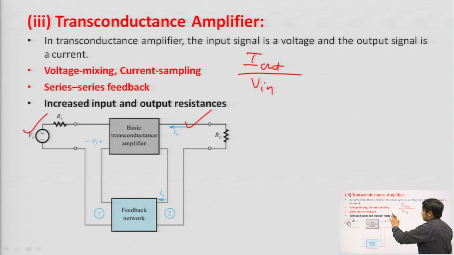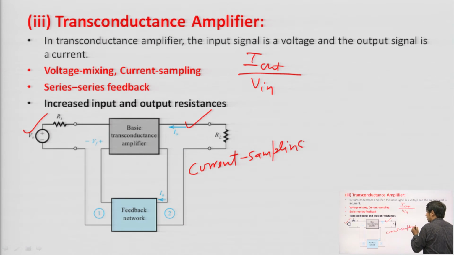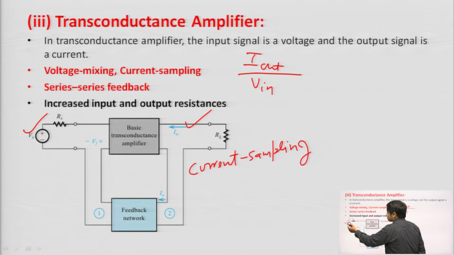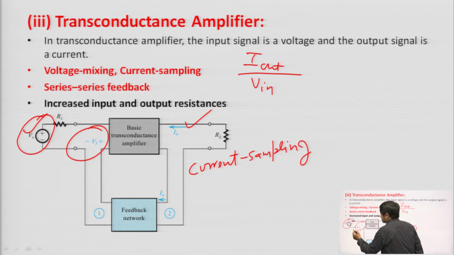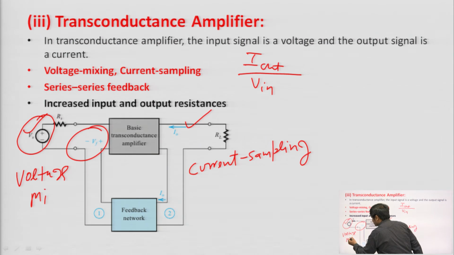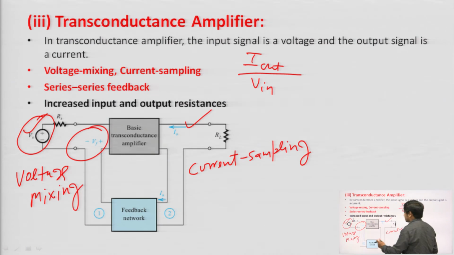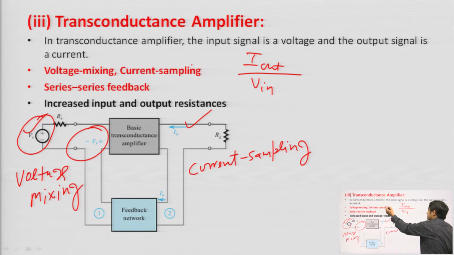Since at the output there is a current, we take a sample of current. So, it is called current sampling. At the input, since there is a voltage, two voltages are mixed up. So, there is a mixing phenomenon at the input. It is called voltage mixing. So it is fixed: mixing will be at the input, sampling will be at the output. So, the transconductance amplifier is also called voltage mixing, current sampling.